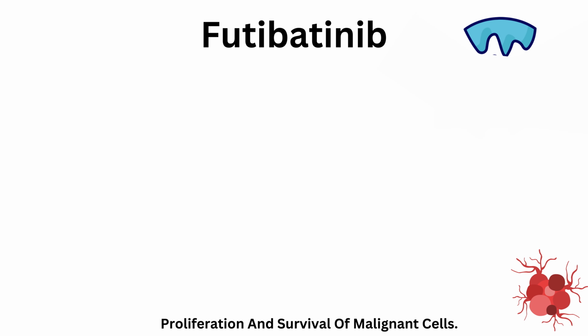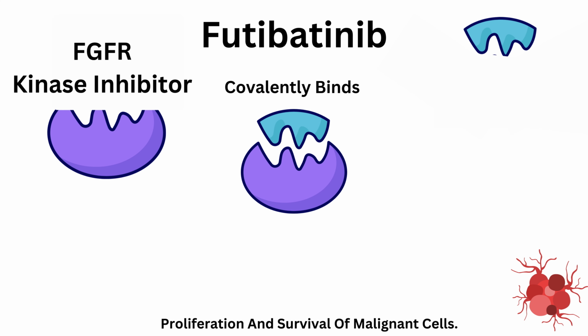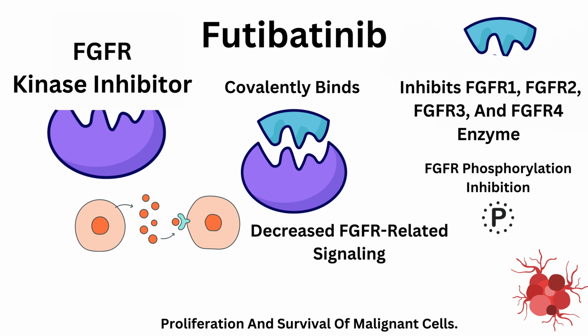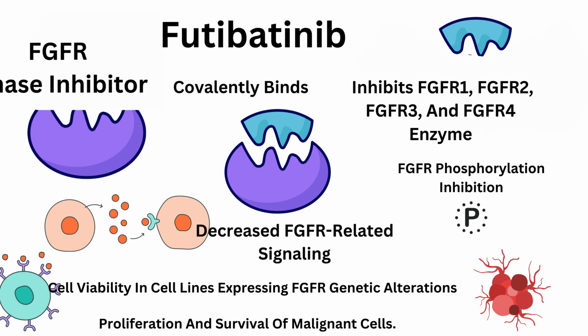Mechanism of action. Futibatinib is a selective irreversible fibroblast growth factor receptor kinase inhibitor that covalently binds and inhibits FGFR1, FGFR2, FGFR3, and FGFR4 enzyme activity. FGFR phosphorylation inhibition results in decreased FGFR-related signaling and decreased cell viability in cell lines expressing FGFR genetic alterations, leading to decreased proliferation and survival of malignant cells.